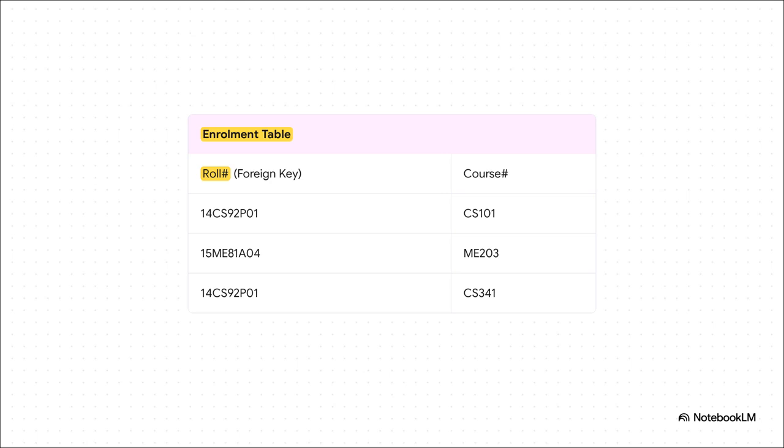You can see it here. The roll number in our enrollment table is a foreign key. It's not the primary key of this table, but it acts like a perfect bridge, linking every single enrollment record back to one unique student in our main students table. This is how we build this web of reliable connections across our entire database.